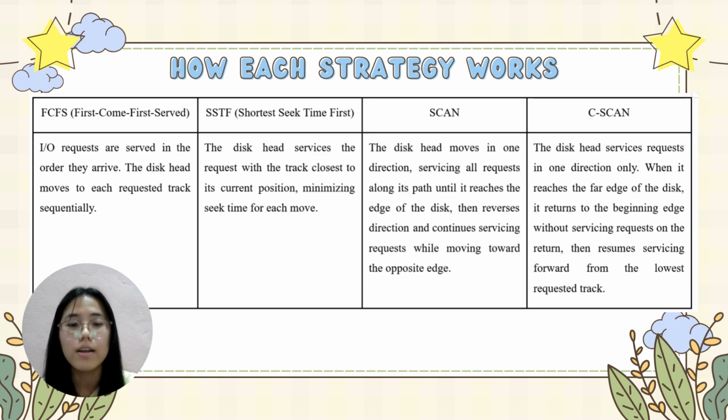For C-SCAN, the disk head services requests in one direction only. When it reaches the far edge of the disk, it returns to the beginning edge without servicing requests on the return. Then it resumes servicing forward from the lowest requested track.